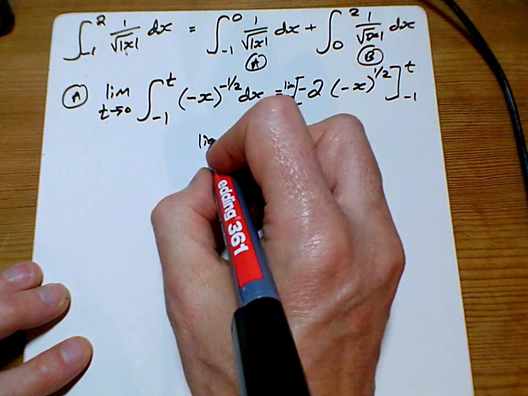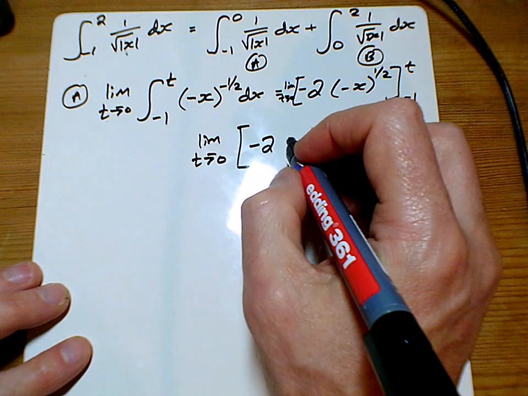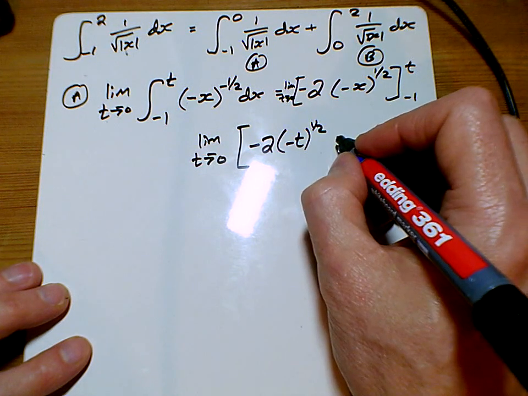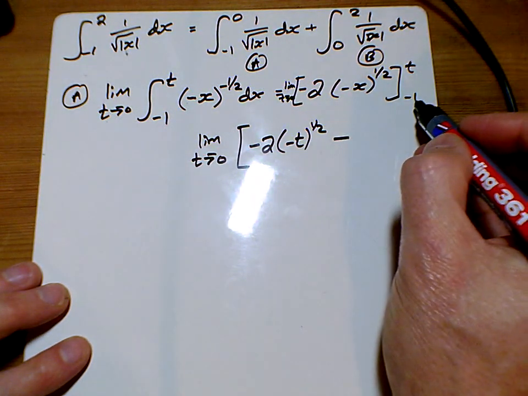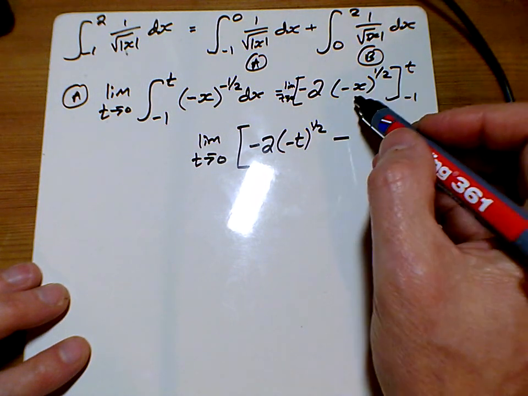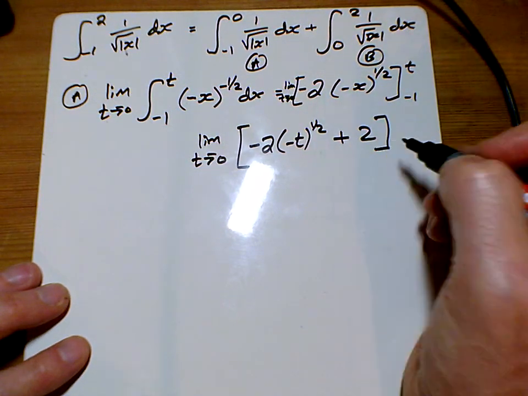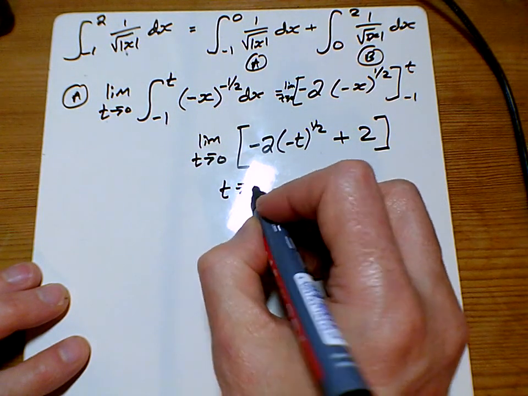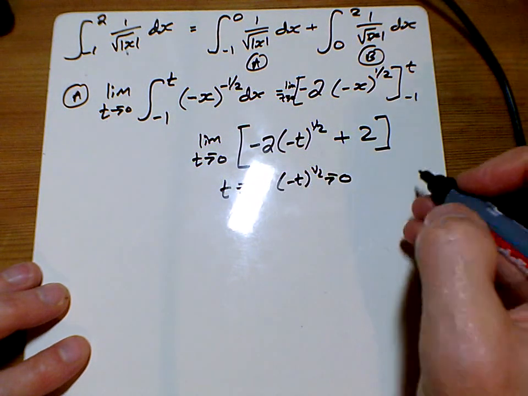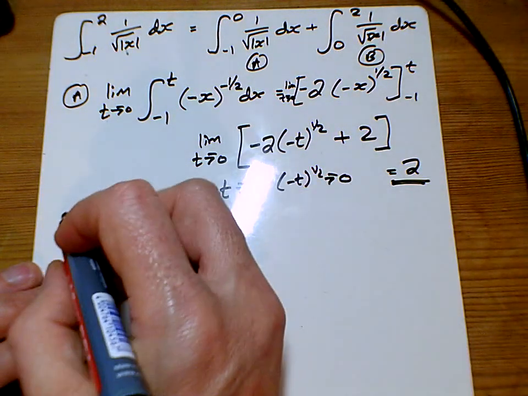So that gives me the limit as t tends to 0 of -2 minus t to the power of a half minus, stick a -1 in there. So -1 minus -1 is 1. 1 square rooted is 1. 1 times by 2 is 2, but it's minus, so we've got that. Now, as t tends to 0, minus t to the half tends to 0. So this thing does converge, and it converges to a total of 2. So that bit there's 2.